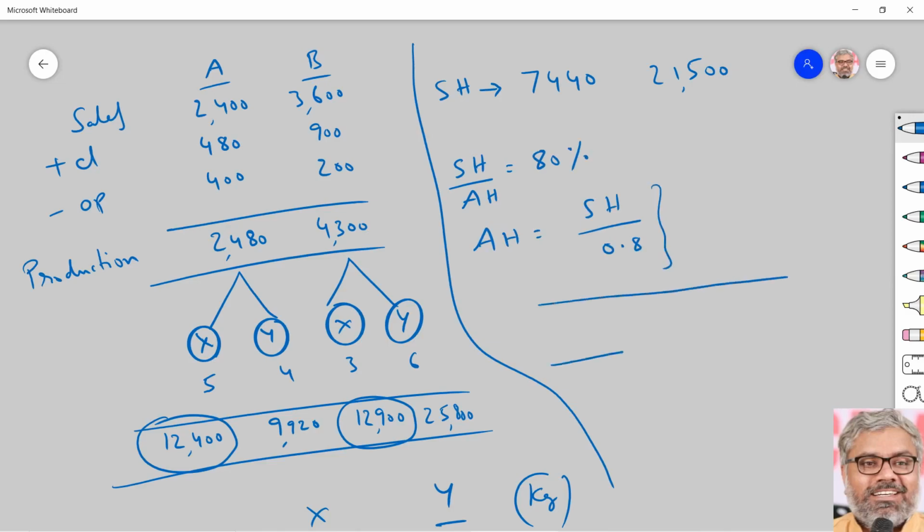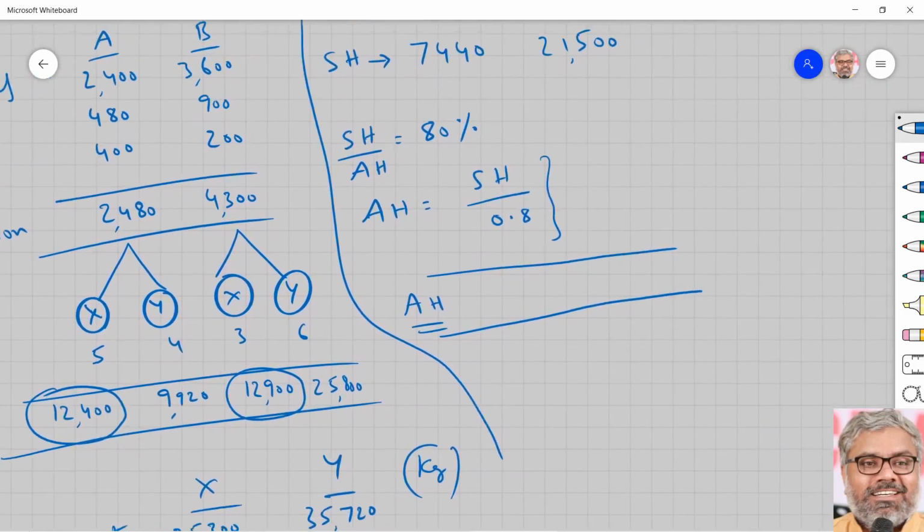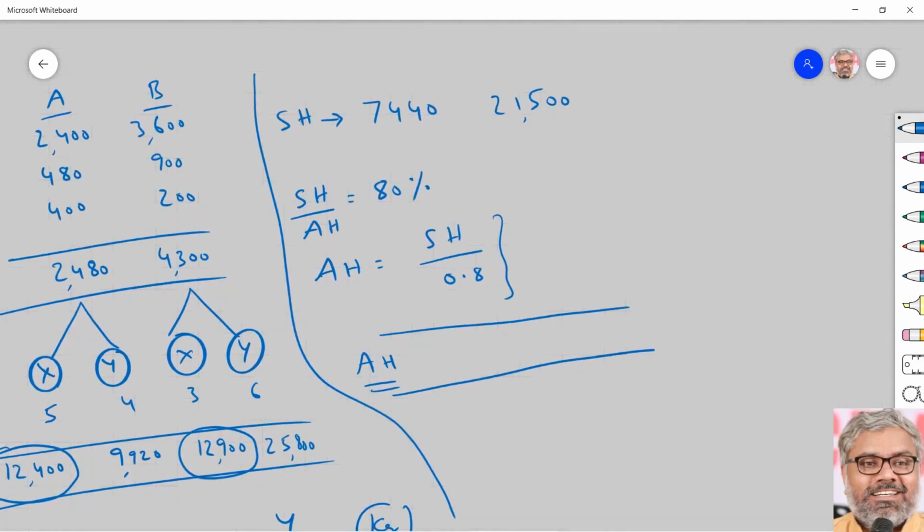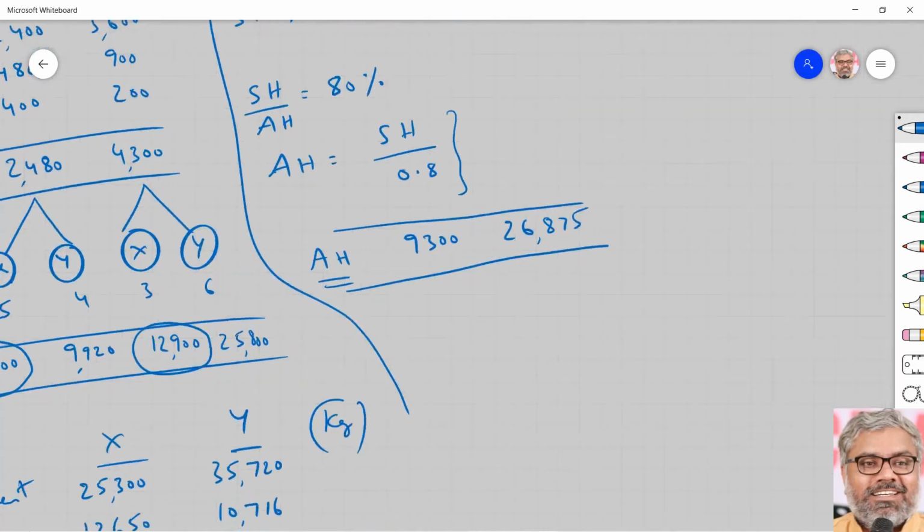So do the calculation once again. How much will be the actual hours to be worked according to that efficiency ratio? So 21,500 we have anyway, divided by 0.8 means for B the actual hours required would be 26,875 hours. For A it would be 7440 divided by 0.8, 9,300 hours. That is the actual number of hours which are required for production.